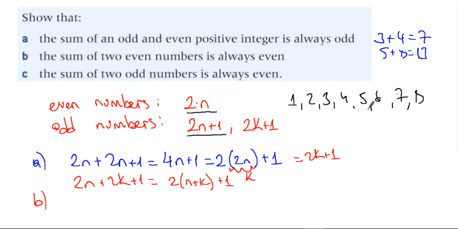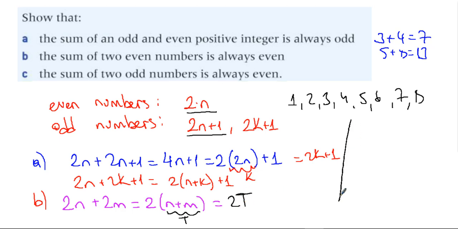Okay, part B. The sum of two even numbers is always even, so I don't believe it. Okay, let me call one even number 2n and the other one 2m, for any integers n and m. So here in general I can write 2(n plus m). So n plus m, if I call it something different, let it be t, it will be 2t. So as you can see, it has the form of an even number. So you can generalize it: it's an even number.